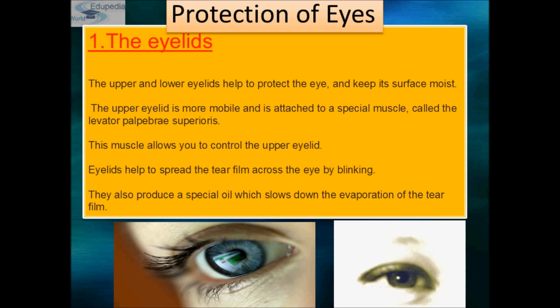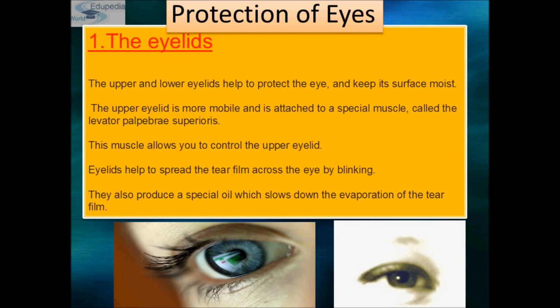So first we'll be studying about the eyelids. Eyelid, the upper and the lower eyelid. This is your upper eyelid and this is your lower eyelid. The upper and the lower eyelid help to protect the eye, and it keeps its surface moist.